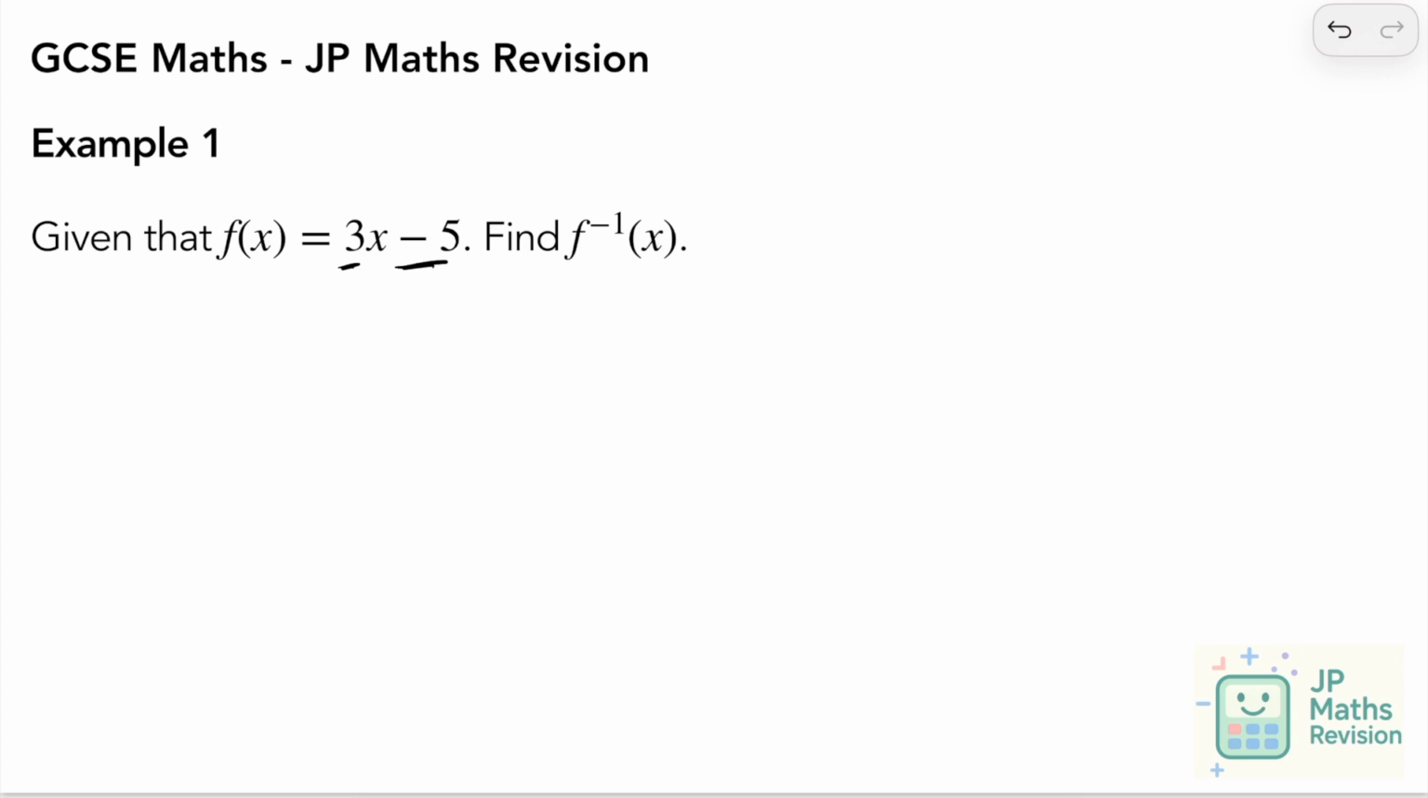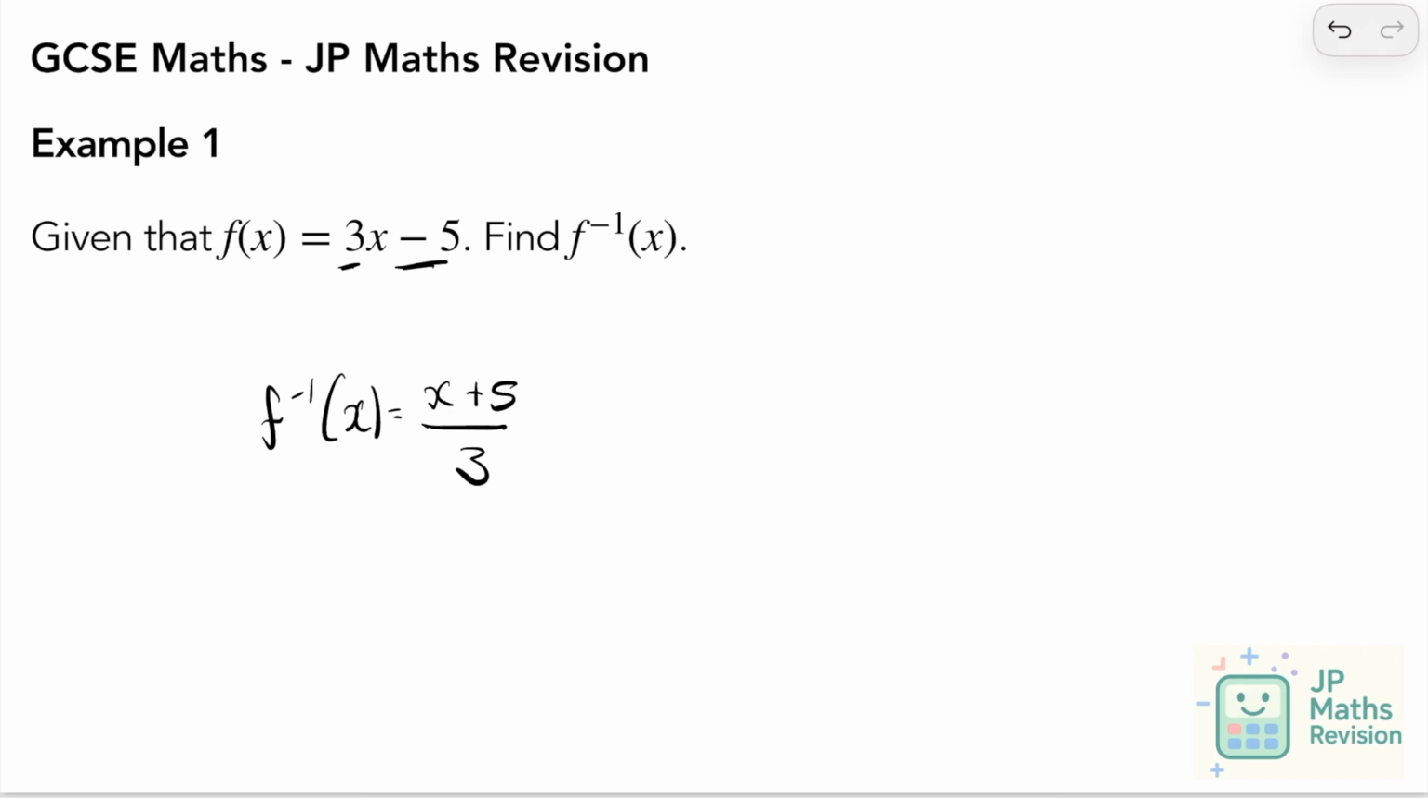So here's an example. It says, given that f of x is 3x take away 5, find the inverse function. So find f to the minus 1 of x. If the function f of x takes a value of x, multiplies it by 3 and subtracts 5, then the inverse function is always going to do the opposite. So it's going to take a value, add 5, and then divide it by 3, because that's the opposite of taking a value, multiplying it by 3 and subtracting 5. So we're going to call this function the inverse function. So this is the answer to this question.